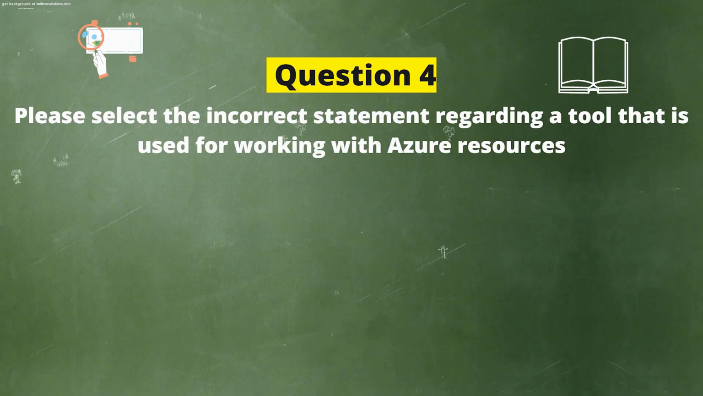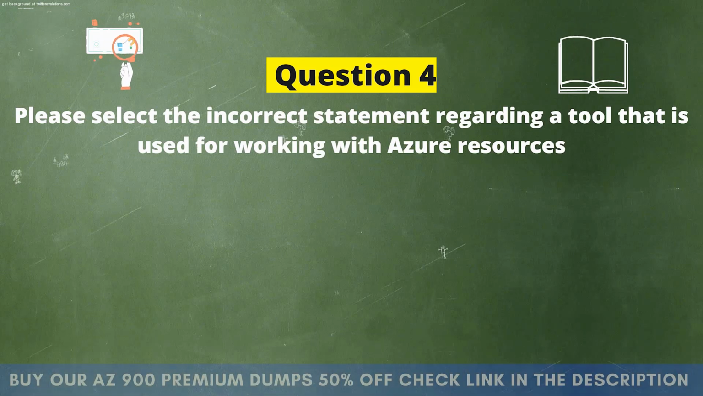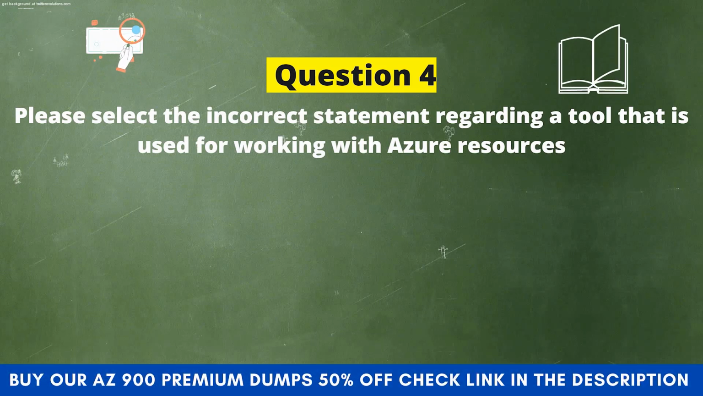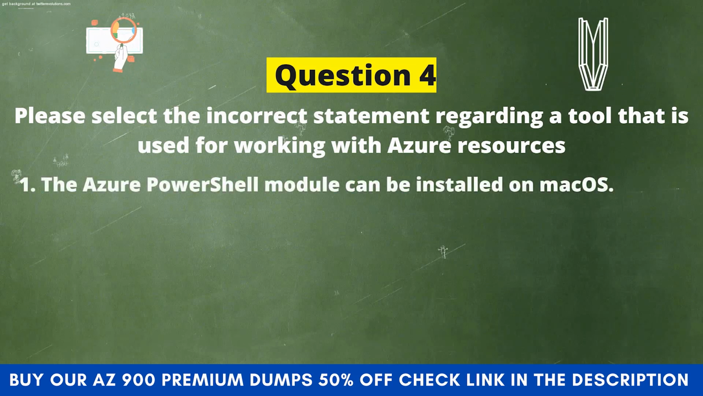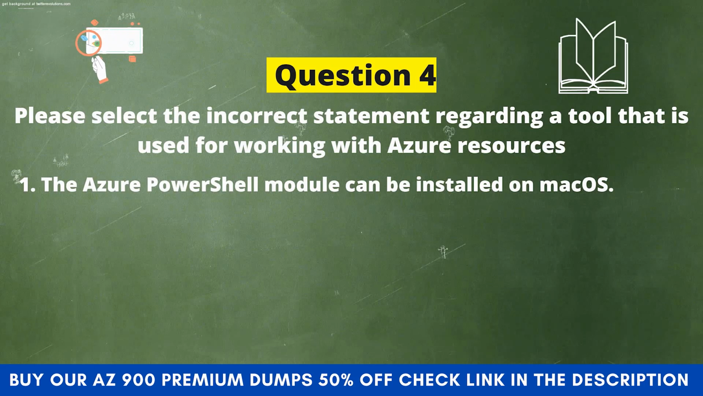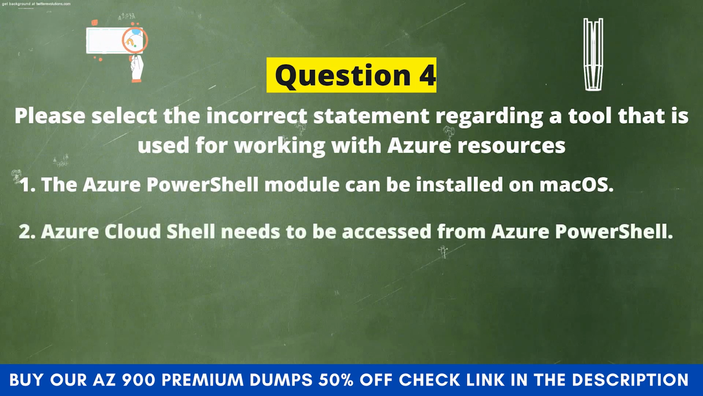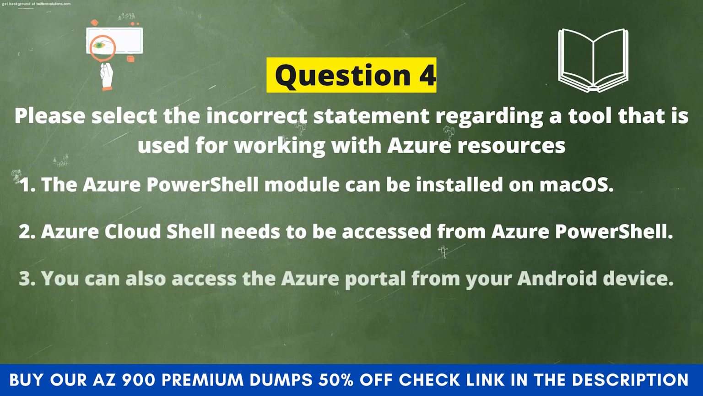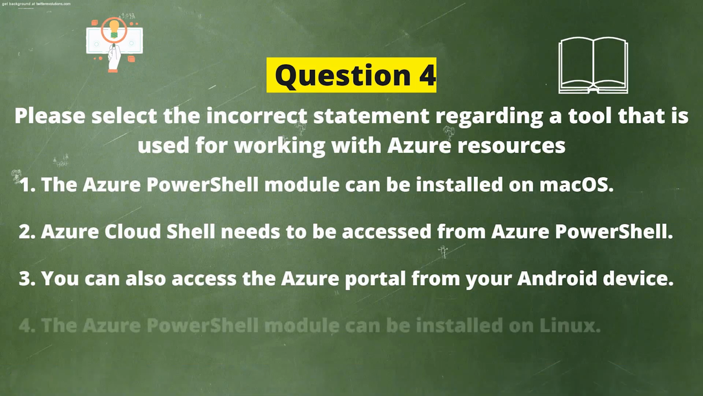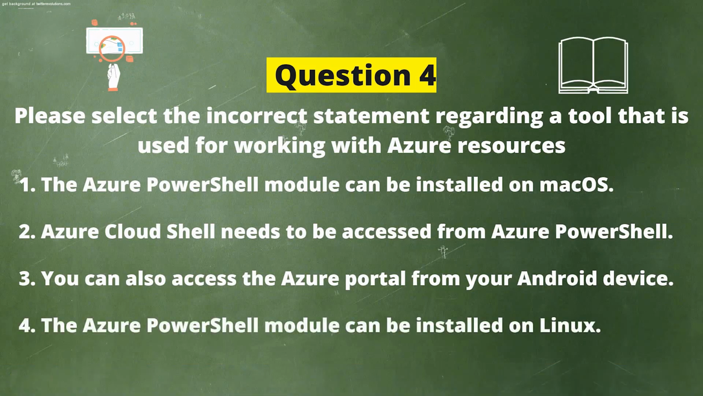Next question. Please select the incorrect statement regarding a tool that is used for working with Azure resources. And the options are 1. The Azure PowerShell module can be installed on Mac OS. 2. Azure Cloud Shell needs to be accessed from Azure PowerShell. 3. You can also access the Azure portal from your Android device. 4. The Azure PowerShell module can be installed on Linux.